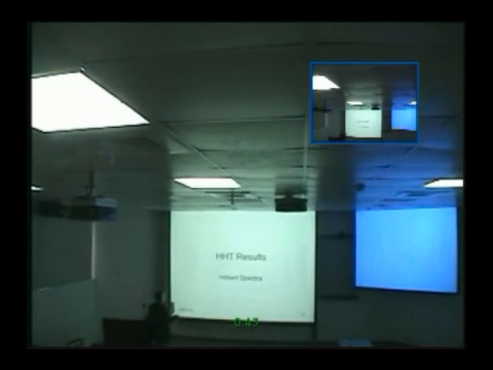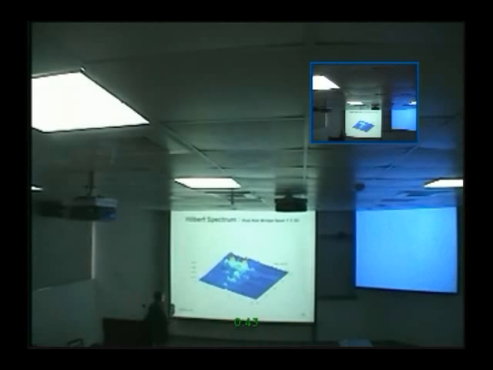So we use HHT to calculate the Hilbert spectrum. This is frequency, and this is time. We see that most of the peaks are around 4 Hertz. That's the basic vibration frequency of the bridge.